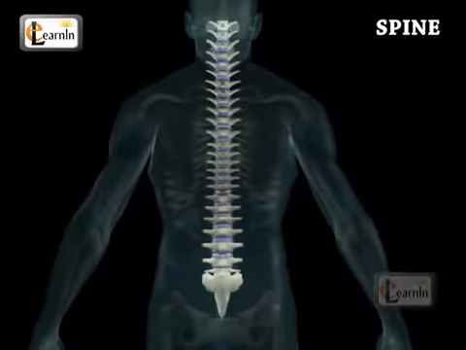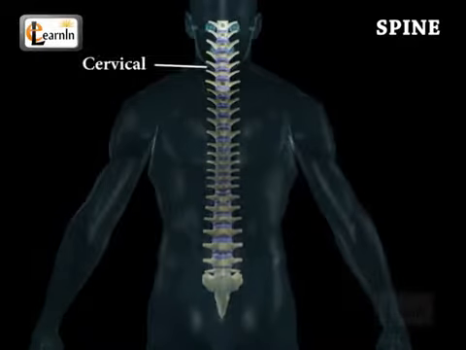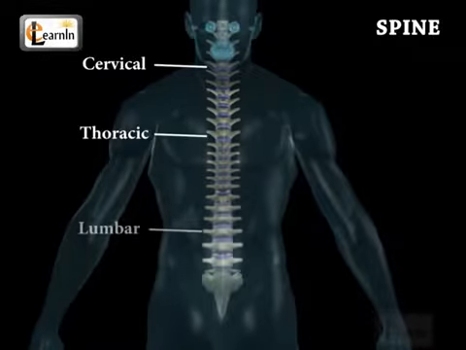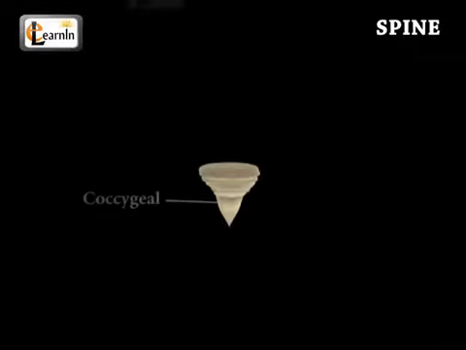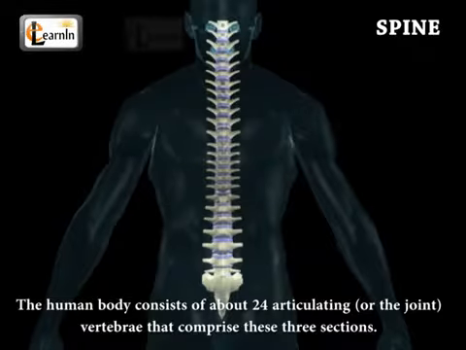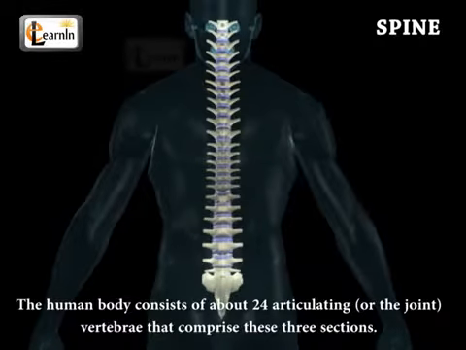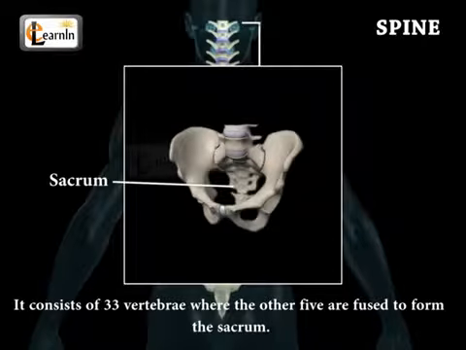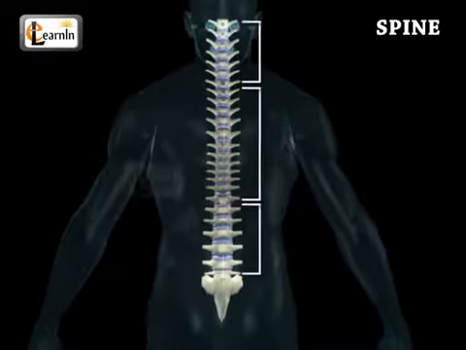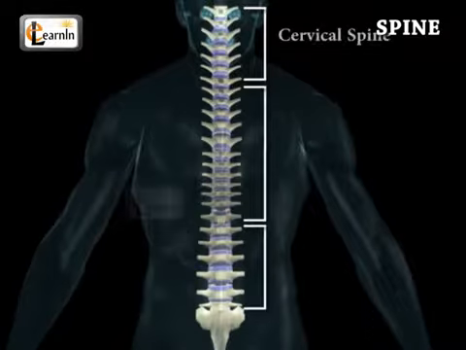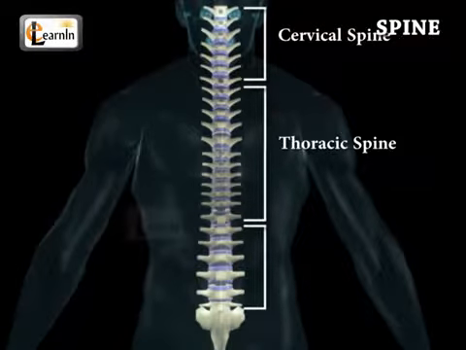The entire vertebral column is differentiated into cervical, thoracic, lumbar, sacral, and coccygeal regions, starting from the skull. The human body consists of about 24 articulating, or jointed, vertebrae that compose these three sections. However, in reality, it consists of 33 vertebrae, where the other 9 are fused to form the sacrum. Broadly, the three main sections of the spine include the cervical spine, thoracic spine, and the lumbar spine.